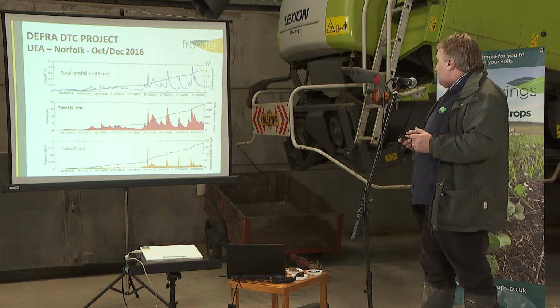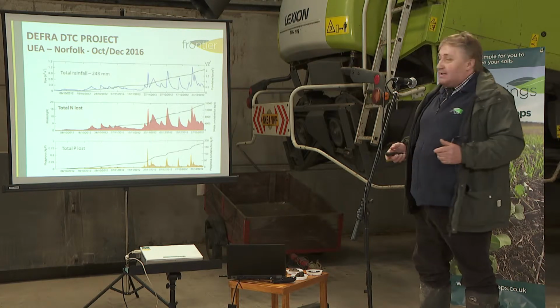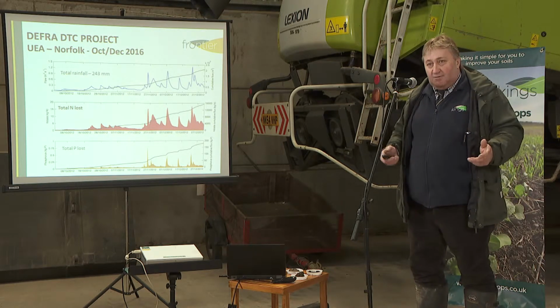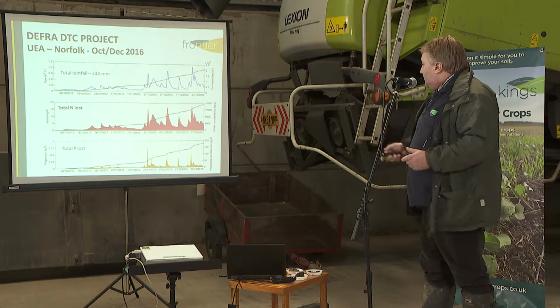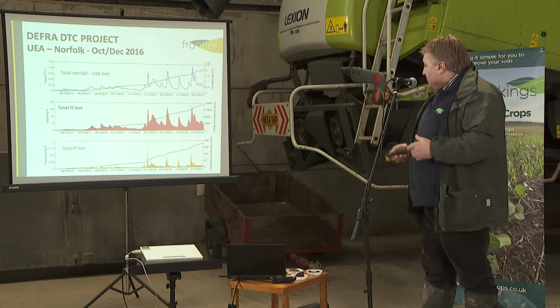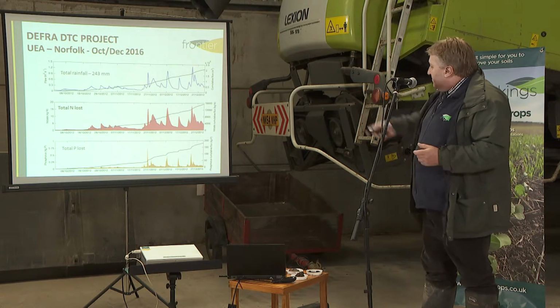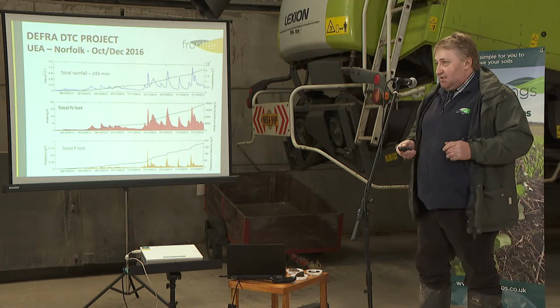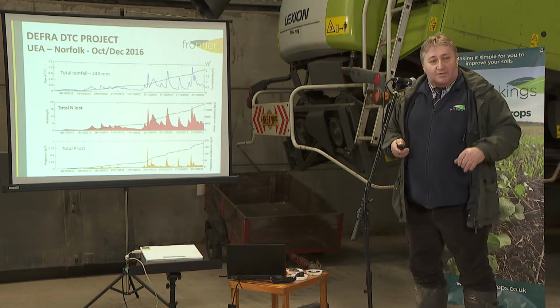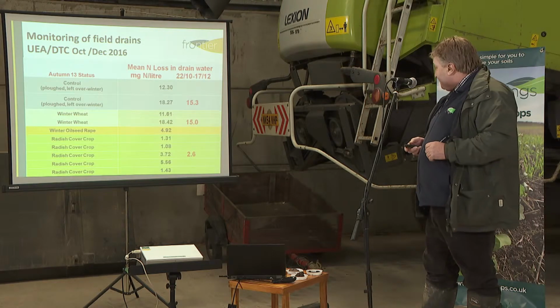If we look at rainfall on the top and then we look at nitrogen loss, they track almost immediately. So as soon as you're getting high rainfall, you're also getting very high losses of nitrogen. Phosphate below, a similar track, a similar pattern, but it's very interesting how quickly when it starts to rain, we start to lose our valuable nutrients.